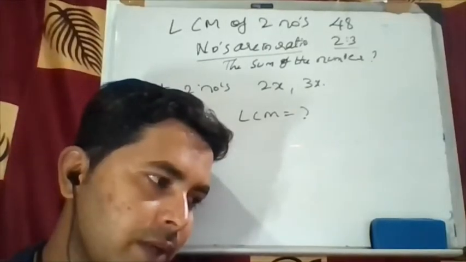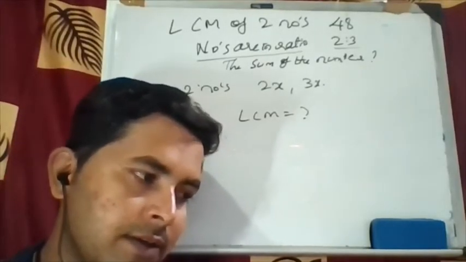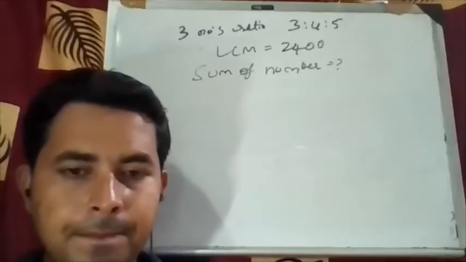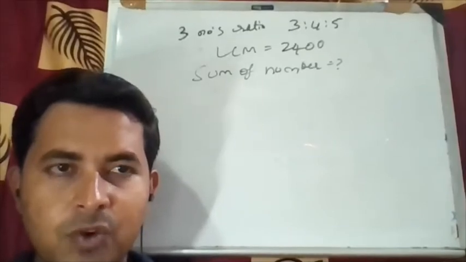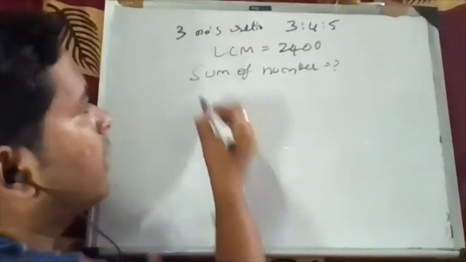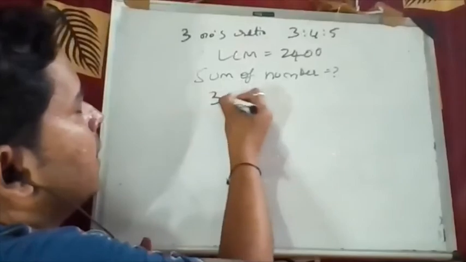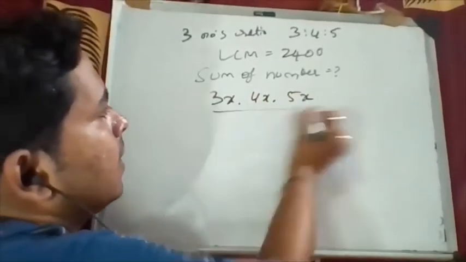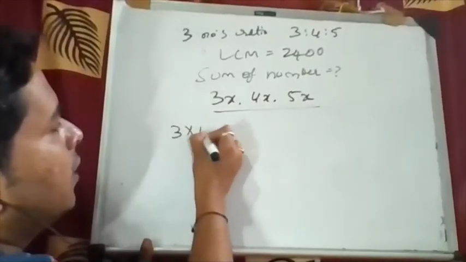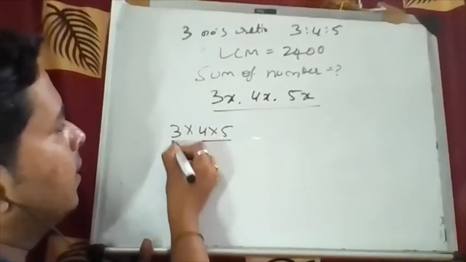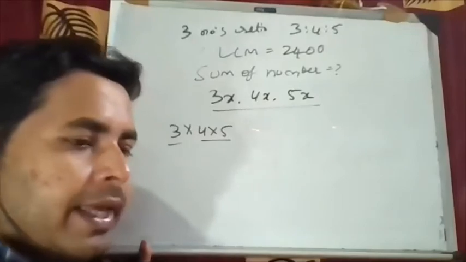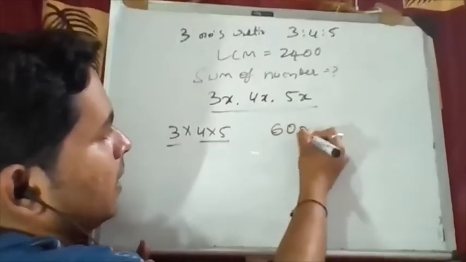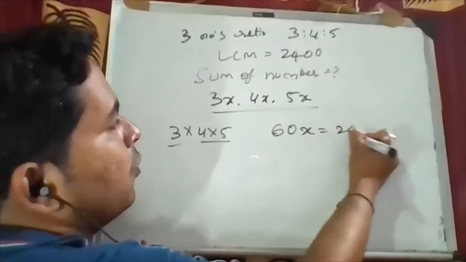If I take 3x, 4x and 5x, their LCM will be of 3, 4 and 5: 20 into 3, 60 will be their LCM. Okay. इनका LCM क्या होगा? 60 होगा. So I'll equate 60x to 240.